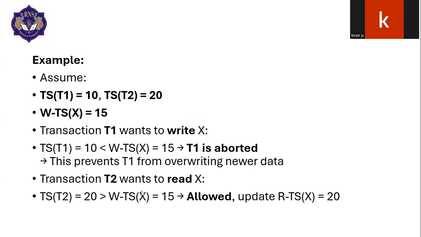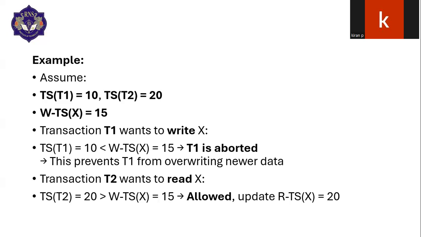Now I want to read an object X. If it is some other object, quite naturally, if a timestamp is not available for write or read, then it will be allowed. That's it, a very simple concept. If transaction T2 wants to read the same object, TS of T2 reads X. What is the time? 20, which is greater than 15. So the ordering is acceptable, so you allow it and update RTS of X to 20. A very simple rule has been applied here to overcome the conflict.